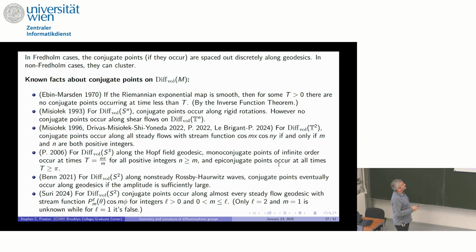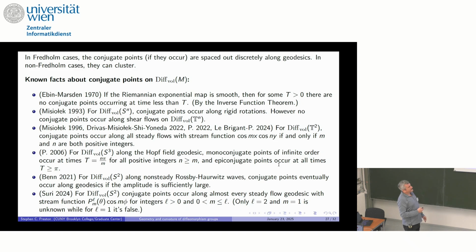And then there are some situations where you guarantee they don't happen. Just recently, we've finished the classification of conjugate points that happen on the torus for a steady flow that's a Kolmogorov flow, which things with stream function that look like this. So basically, little rotations in cells on a torus. We classified all the ones that have conjugate points. If M and N are both positive, you'll get them. If one of them is 0, you won't get them.